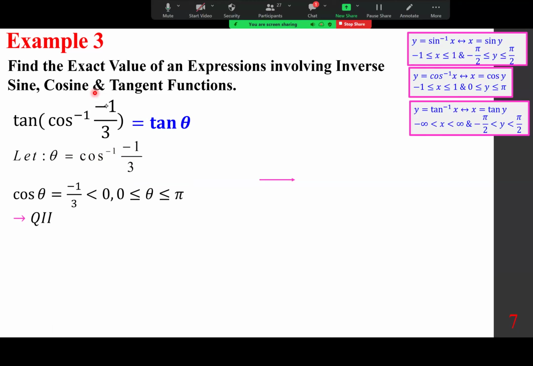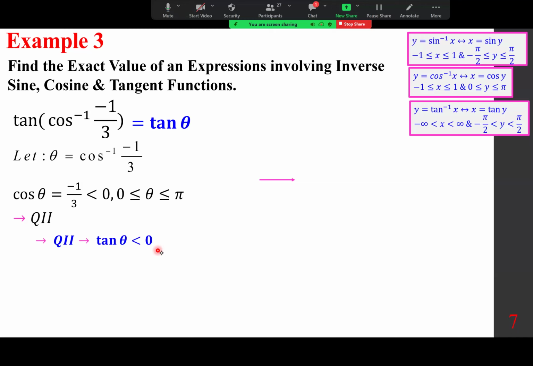We are looking at cosine inverse. Remember, cosine inverse is between 0 and pi, and it's negative. Okay, so it has to be the second quadrant. And in the second quadrant, we know tangent is negative. So we know the value of cosine. We want to find the value of tangent, and we know it's negative.